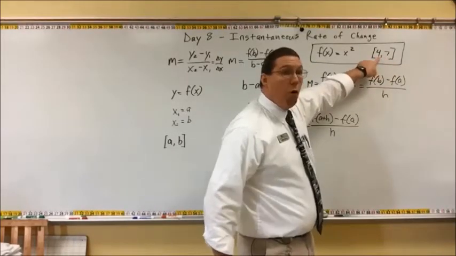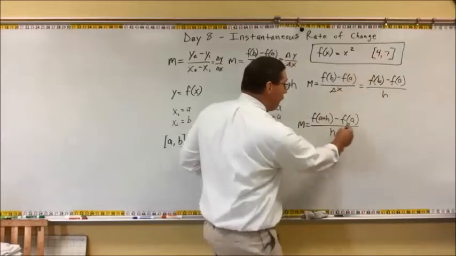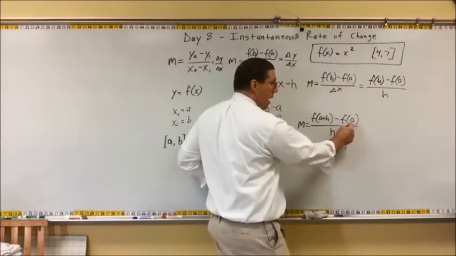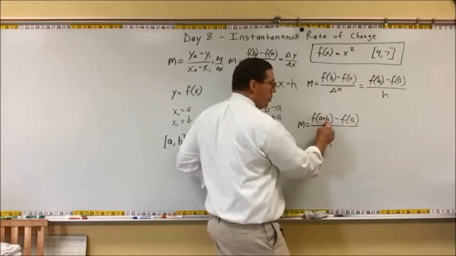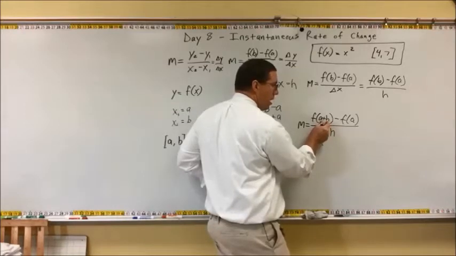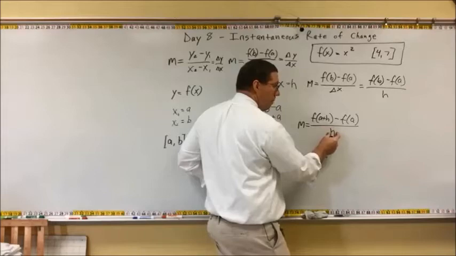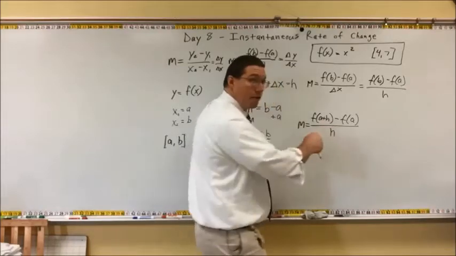So if a is 4, then I would put a 4 here, right? And then over here, I would put 4 plus 3. And what's 4 plus 3? 7, right? And here, what would I put? 3, because h is delta x, right?